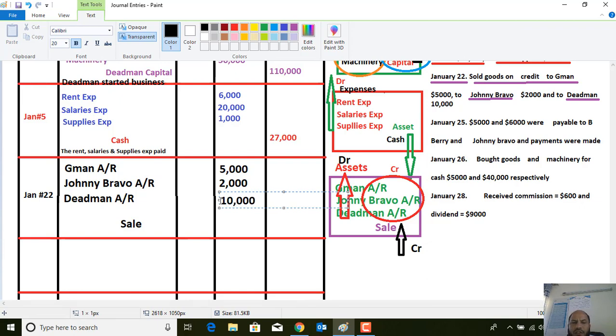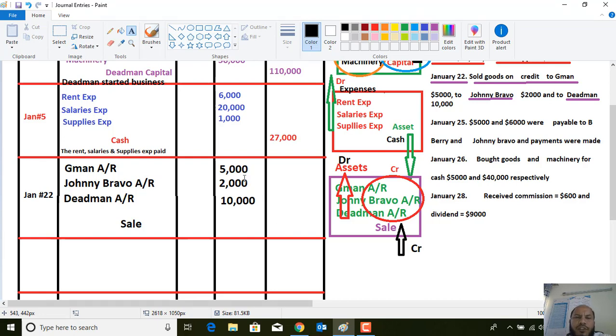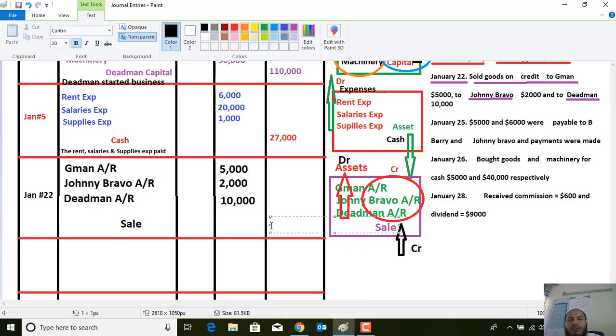10,000 rupees from Deetman. So if we sum all of these three, it will give us the total sale of the business. The total sale of the business is equal to 5,000 plus 2,000, 7,000, plus 10,000 is equal to 17,000 rupees. So 17,000 rupees is the total sale of the company, but this sale is on credit. So the company will receive the credit from G-Man, from Unibrav, and from Deetman.